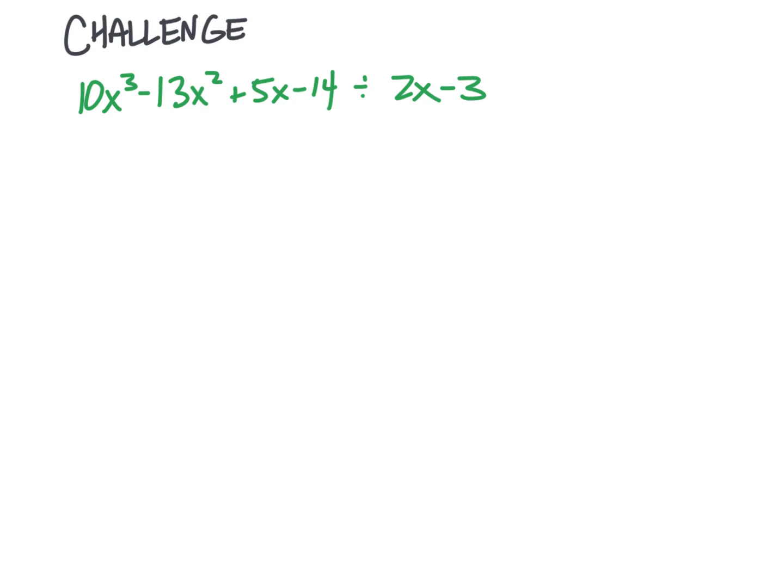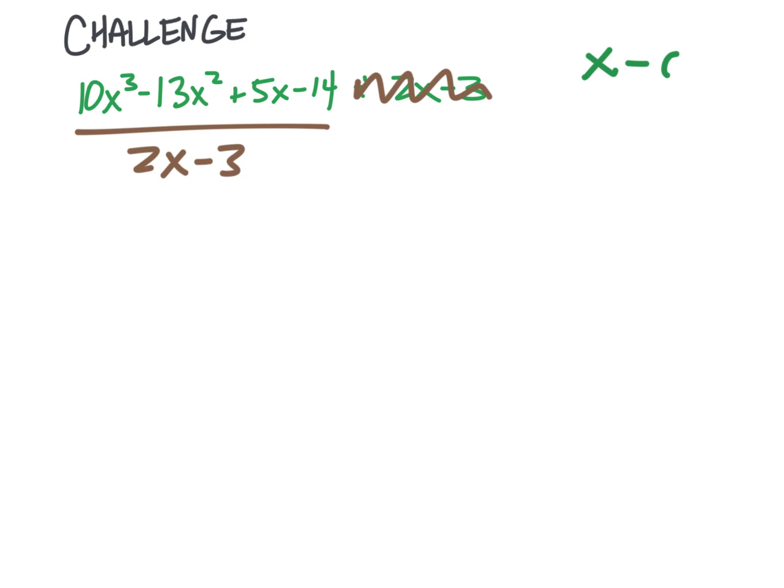Now here's the challenge. We have 10x cubed minus 13x squared plus 5x minus 14 divided by 2x minus 3. And remember, we could just rewrite it to look like this, right? I mean, this is what's happening, this polynomial over this one. Well, to use synthetic division, it only works if you're dividing by x minus c. But here we have 2x. So how can I reduce this x? I can divide this by 2. And whatever I do to the denominator, I'll also have to do to the numerator.